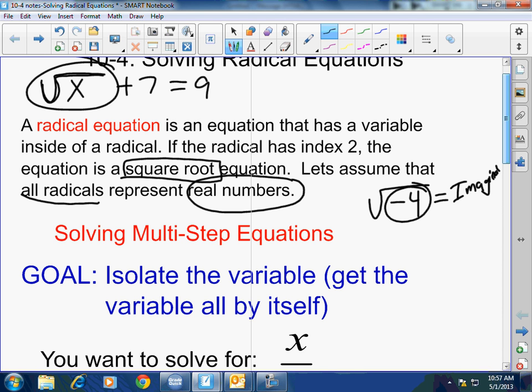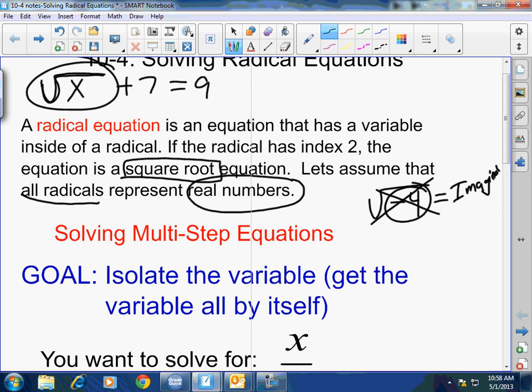Because 2 times 2 is 4. -2 times -2 is 4. Now you can say, wait a second, what about -2 and 2? Are -2 and 2 the same number? No. So if I ever have a negative inside of that square root, it's no solution.